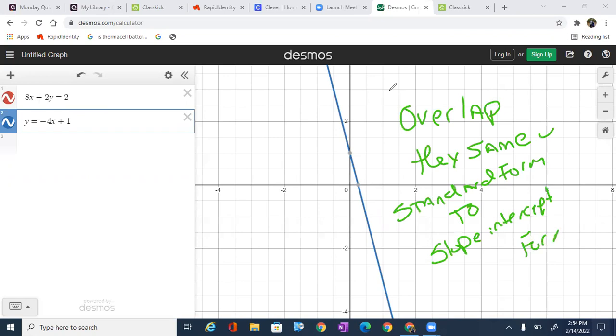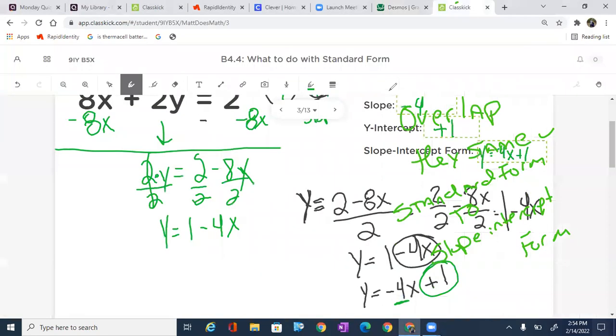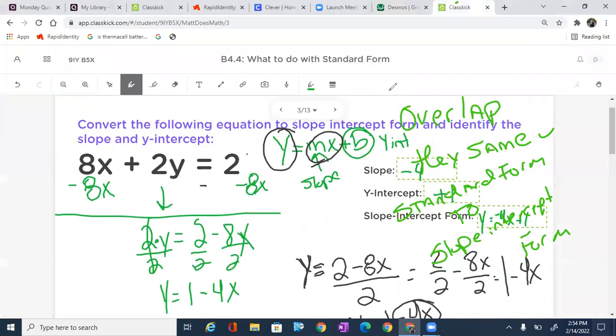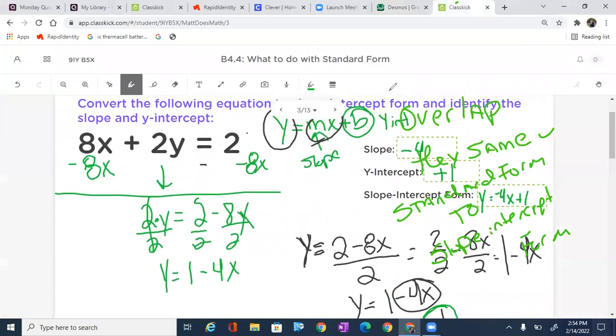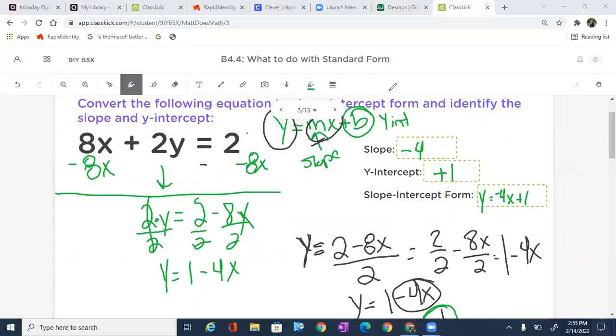All right, I hope that helps y'all understand the process of going from a standard form linear equation to a slope-intercept y equals mx plus b equation, and you are able to not only make that conversion, but understand the parts of that equation.